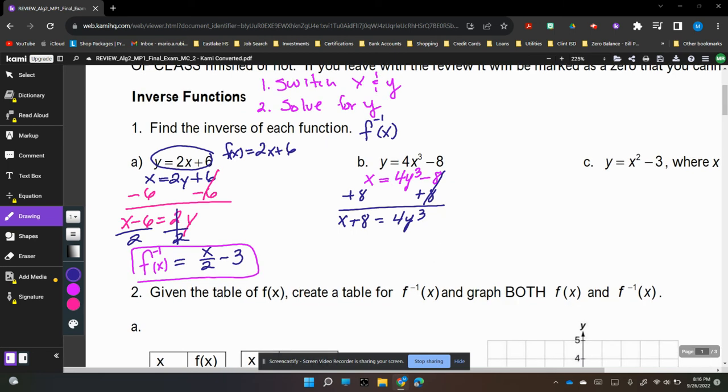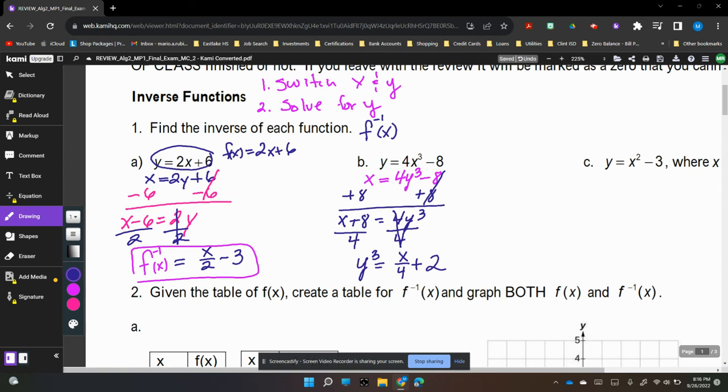Now I need to get rid of this 4 hanging out in the front, so I'm going to divide by 4. That will cancel. And then divide everything over here by 4. At the end, I'm going to have y to the third equals x over 4 plus 8 over 4. And I know that 8 divided by 4 is the same as 2.